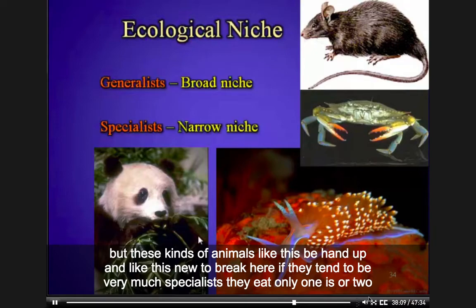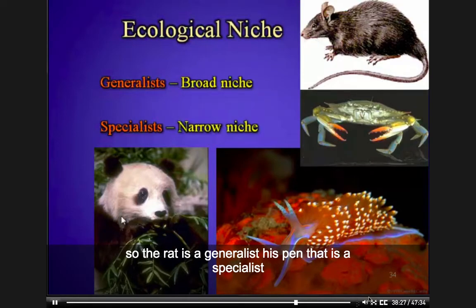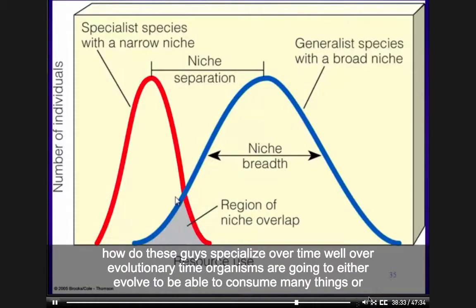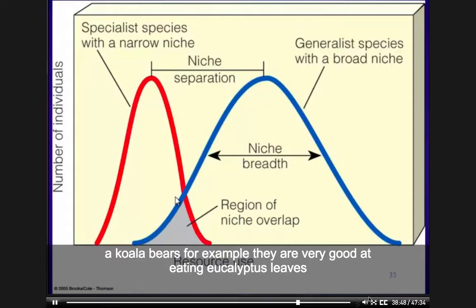But these kinds of animals, like this panda and like this nudibranch here, they tend to be very much specialists. They eat only one, or two at the most, usually only one different variety of food. That's very different from a rat that can eat hundreds of different things. So the rat is a generalist, this panda is a specialist. It has a very narrow niche in what it can eat. How do these guys specialize over time? Well, over evolutionary time, organisms are going to either evolve to be able to consume many things, or they're going to evolve to be very good at eating one thing. Koala bears, for example, they are very good at eating eucalyptus leaves.